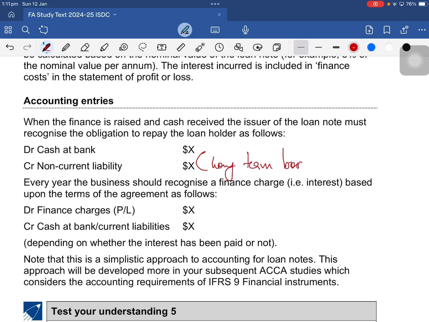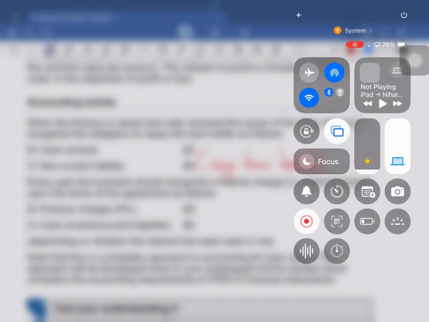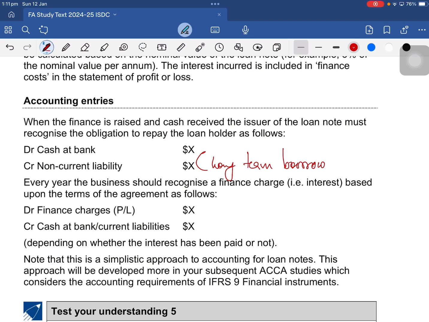Long term borrowing. Understood? So loan notes don't come for free, and hence you have to pay interest upon it, and that interest is called finance cost or finance charge. Clear?